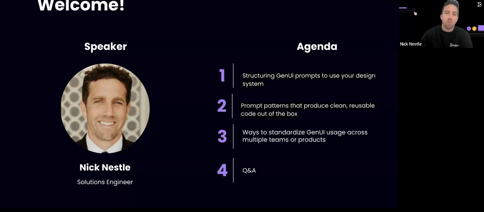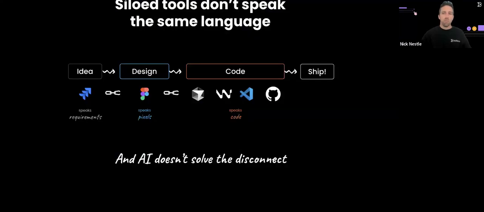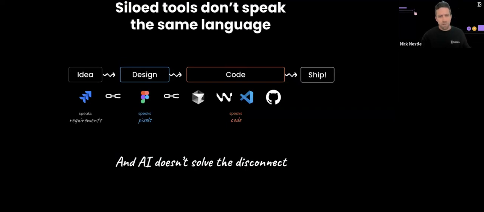Most of this is going to be a demo. We do just have a little bit of setup to introduce the topic and why we're here at Builder. Of course, this is probably pretty familiar to folks. We have a lot of siloed tools right now. There's ideas that are maybe managed in Jira or something like that. There's design that's managed in Figma. Then there's a ton of different coding tools as well, and they're all kind of disconnected.